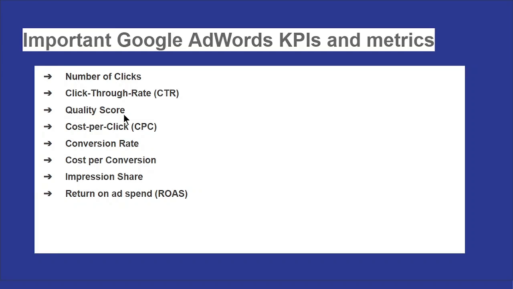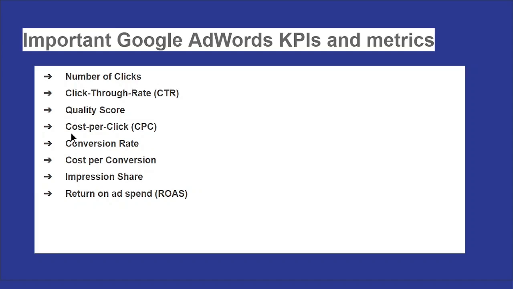Third one, quality score. Google Ads quality score is a number that represents how relevant your ad is to the keyword you are targeting. That is, your keyword exactly matches your targeted audience and the landing page on your website that the user will arrive at after clicking on your ad. A higher quality score means that your ad is more relevant.